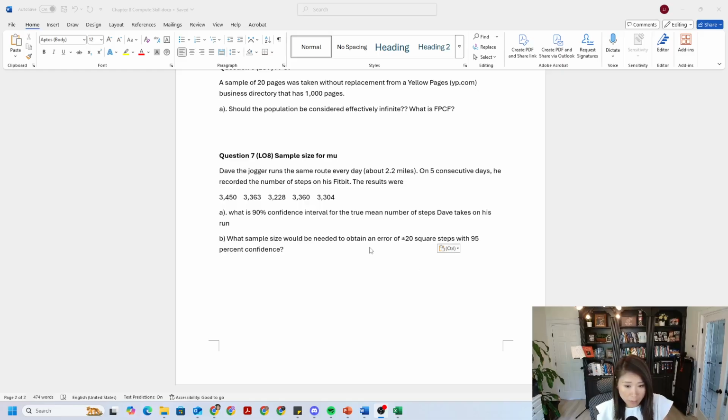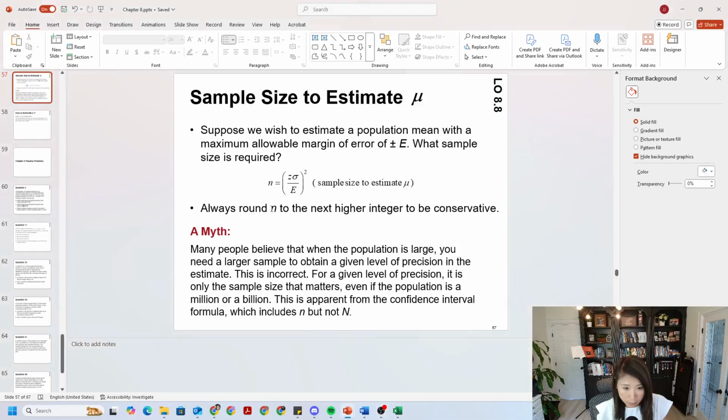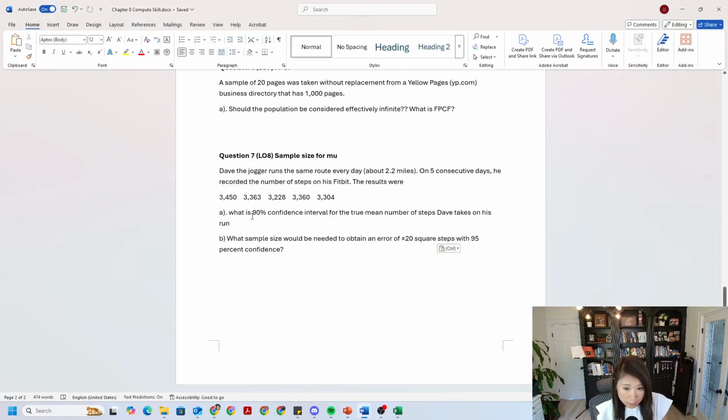People have an expectation about the error they are looking for, right? The error in this scenario is plus minus 20 square steps. So the formula we're using from our lecture is this one: n equals Z times sigma divided by E, all squared. First of all, what Z statistic are you looking for? It really depends on the confidence interval we calculated. Apparently the people here care about 90% confidence. If they care about 95% confidence, you need to recalculate.